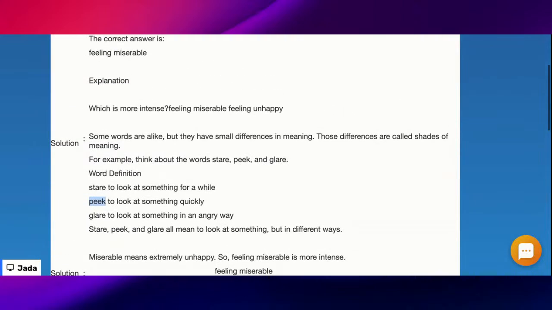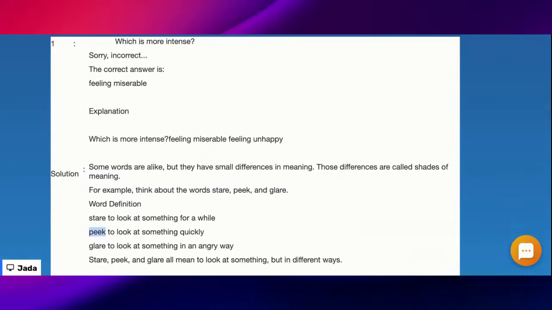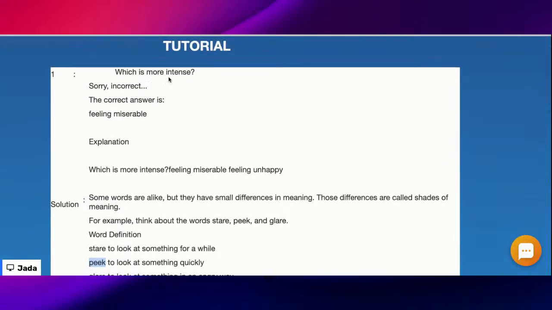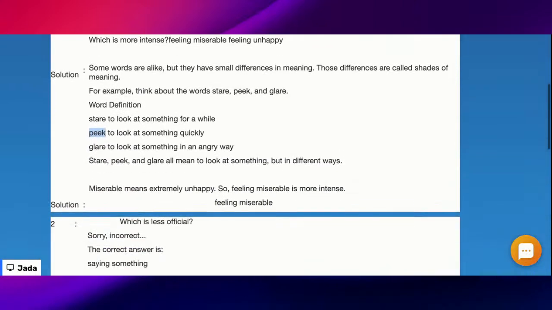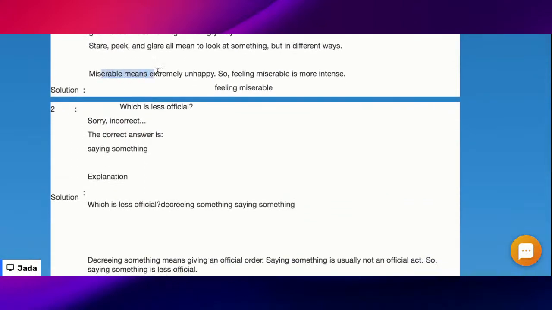All right. So we look at another chart. If you know words like stare, peek, glare that have almost the same meaning, but with different shades, send them on the chart. Okay, if you know some words that are almost similar but with different meaning. Okay. So we have which is more intense. It says which one is more intense. Miserable means extremely unhappy. So feeling miserable is more intense. So if you would feel miserable, it's more intense than being merely unhappy.